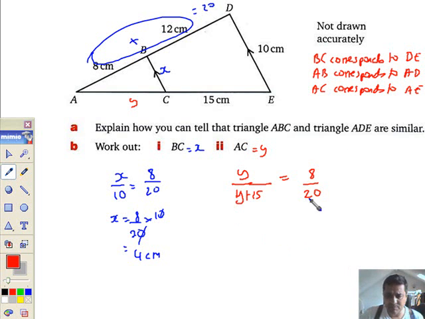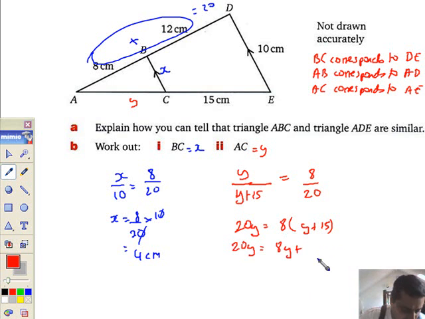Now look, if we cross multiply, we bring the 20 next door. So I've got 20Y equals 8 lots of Y plus 15. I've cross multiplied. 20 goes up, gets multiplied. Y plus 15 as a little unit goes over to the other side, gets multiplied. Got myself a lovely little equation here. Multiply out the bracket. 8Y plus 8 15s is something.